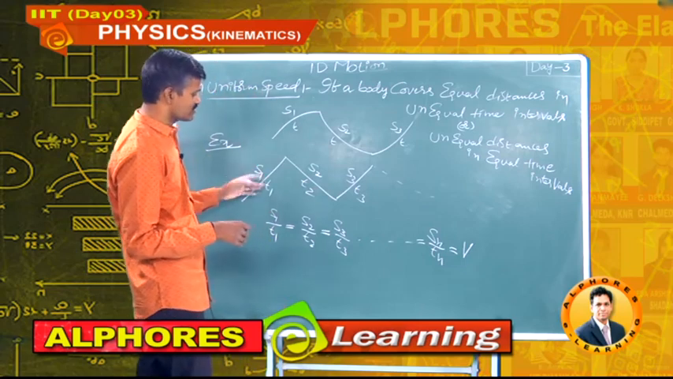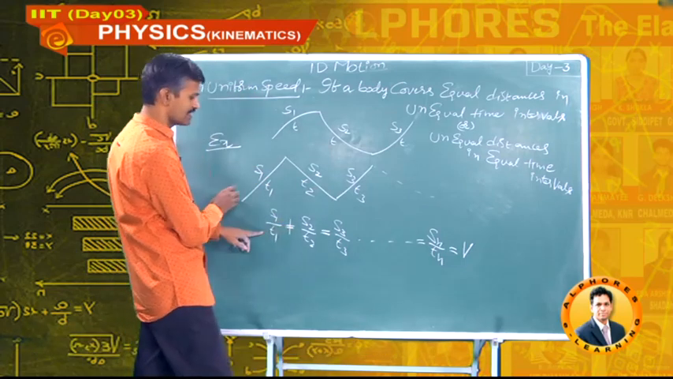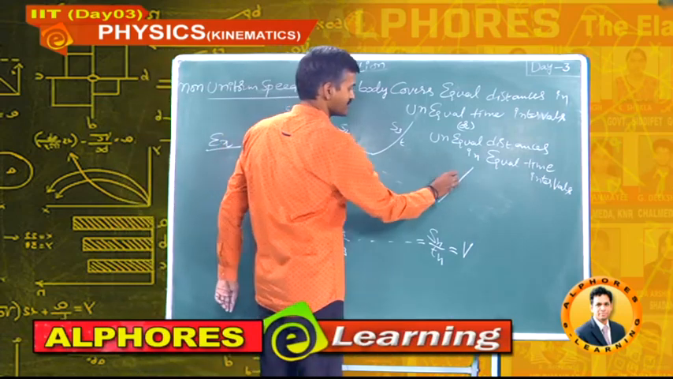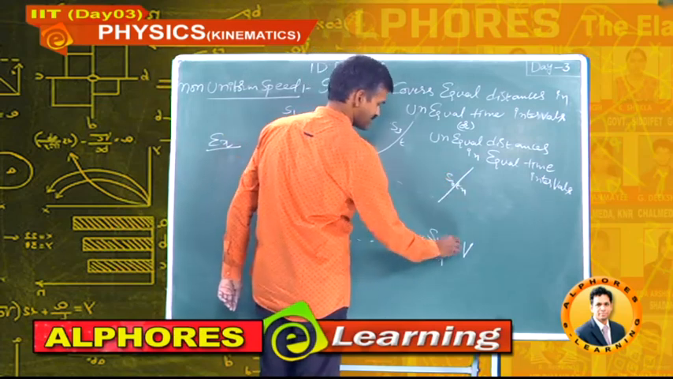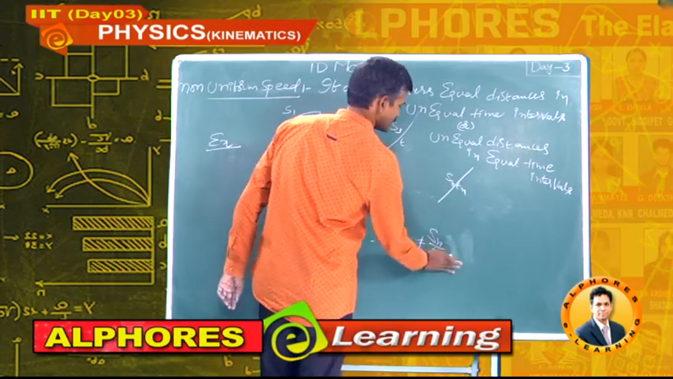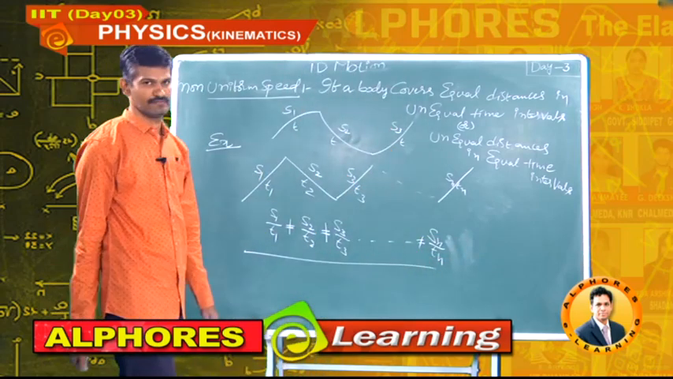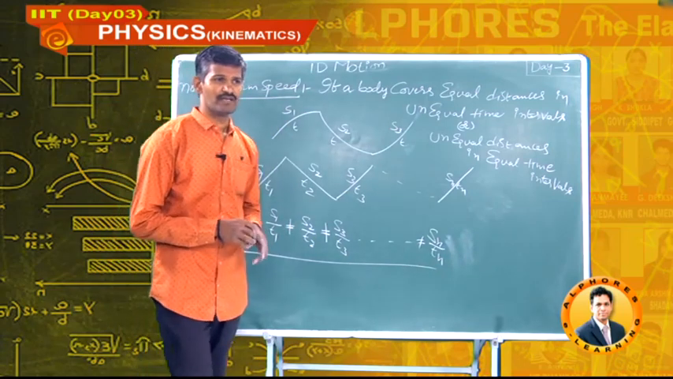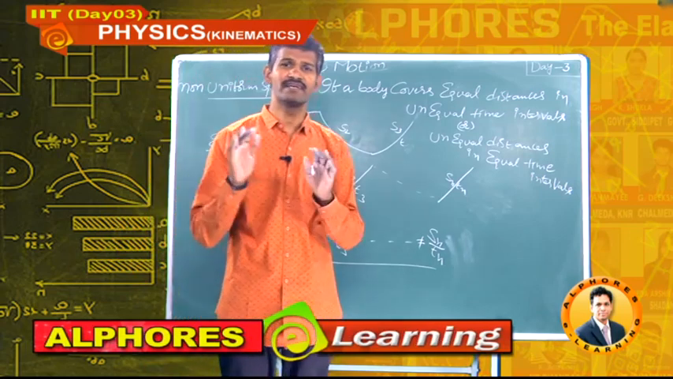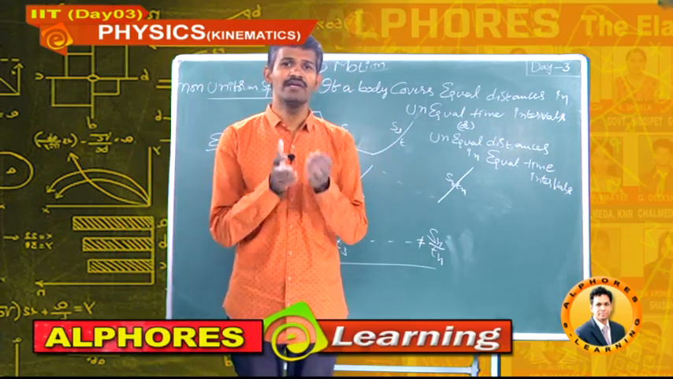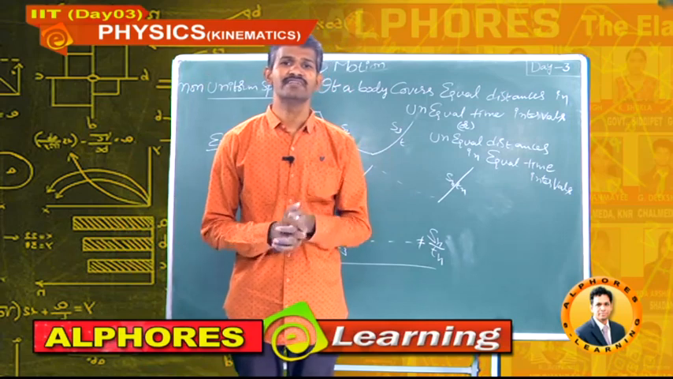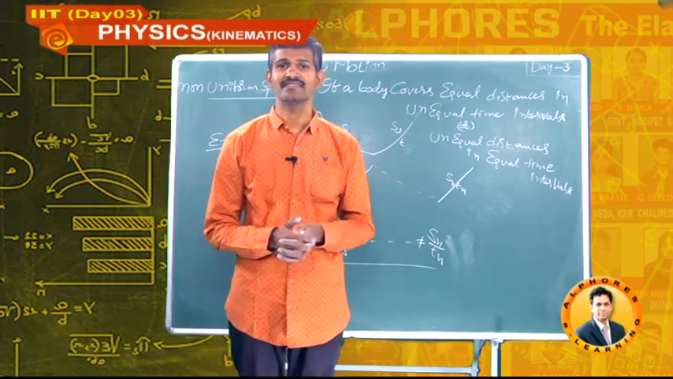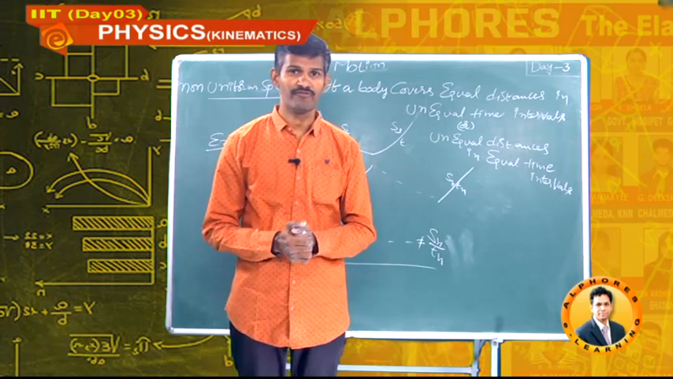Or if S1 by T1 is not equal to S2 by T2, is not equal to S3 by T3, and so on, up to Sn by Tn. All these are not equal, and this is not a constant. So this is known as non-uniform speed. Here you can understand non-uniform speed and uniform speed. If a body travels with a uniform speed, its speed does not change anywhere. If it travels with a non-uniform speed, its speed changes from interval to interval. Every interval its speed is different. In such cases, the speed of the body is said to be non-uniform.